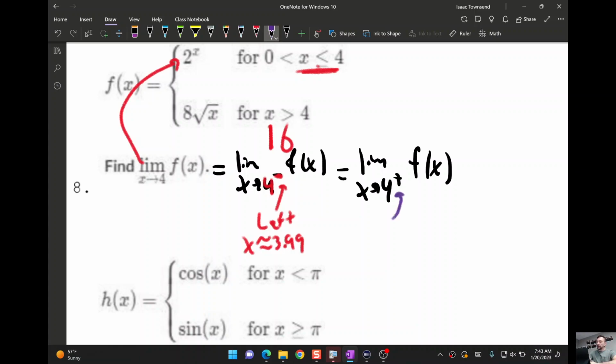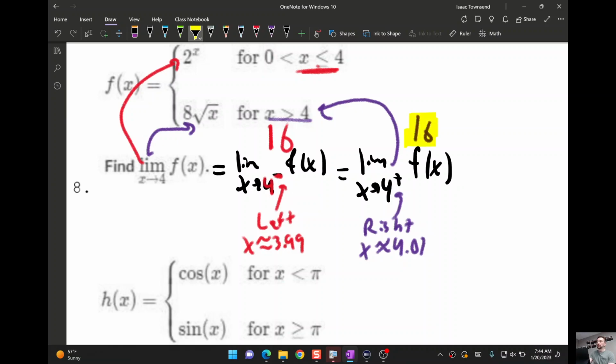And then for the right, on a graph, if you're coming from the right side of 4, then you've actually got a number slightly bigger than 4. So you're welcome to think of that as like 4.01. It's a little bit bigger. And so this one needs to be plugged in to the bottom function, because it says when x is greater than 4, which is what you would have if you're coming from the right. So when I plug 4 into this, I'm left with 8 times 2, which is 16. And since the limit from the left is equal to the limit from the right, that is the answer to that question. The limit from the left has to be the same as the limit from the right.